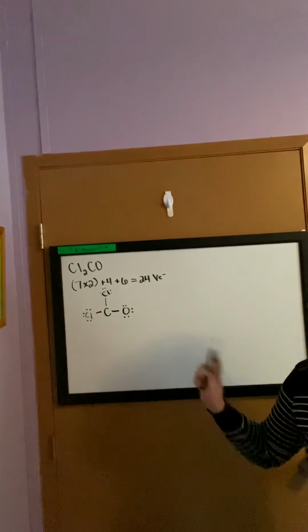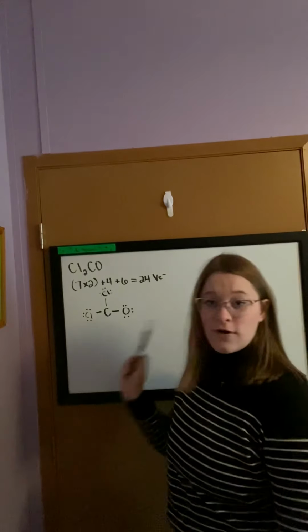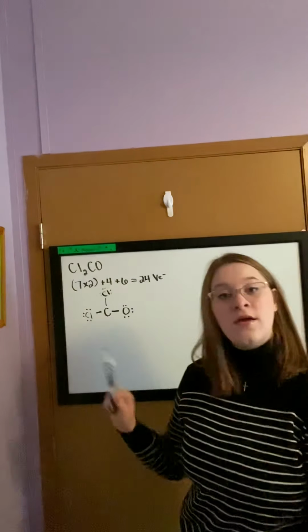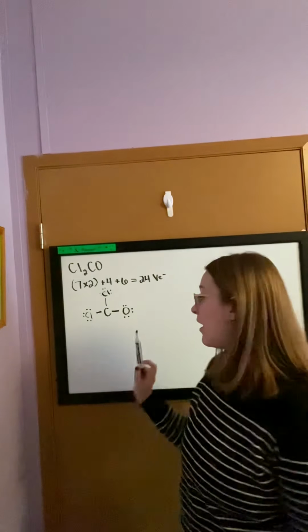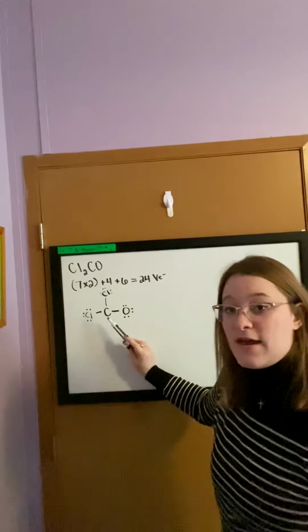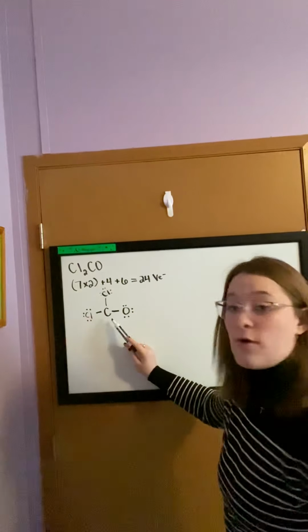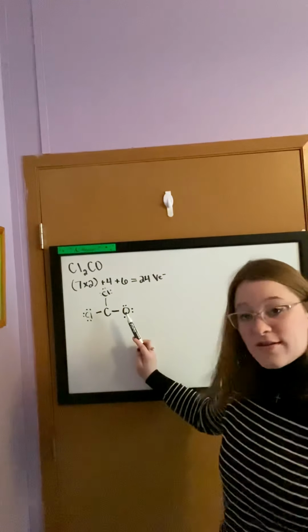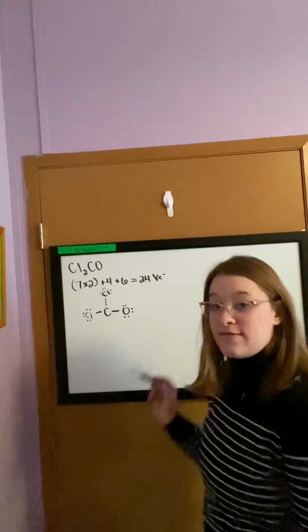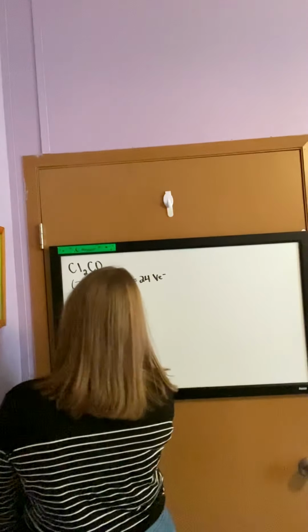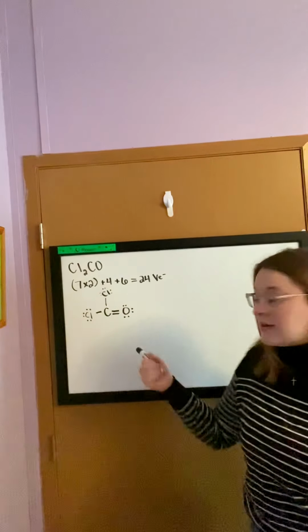So you might think, hey, we are done. We have 24 valence electrons, we can stop. That's perfect. But carbon isn't satisfied with its bonds. Carbon needs 4 bonds, as well as oxygen. Oxygen needs 2 bonds. So in order to satisfy this, we are going to make this bond a double bond. But now something isn't right.